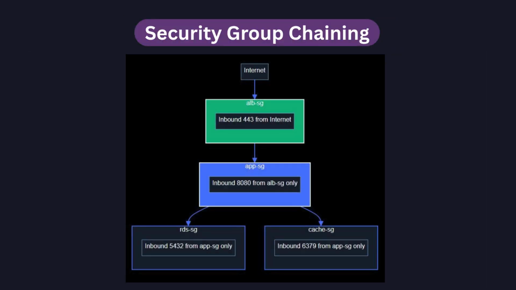Security group chaining is a powerful pattern where one AWS security group is referenced by another instead of using IP addresses. This allows resources to communicate securely without relying on fixed IP ranges. For example, a database AWS security group can allow traffic only from an application AWS security group, and the application AWS security group can allow traffic only from a load balancer AWS security group. This creates a layered security model that scales automatically and eliminates the need for manual IP management.